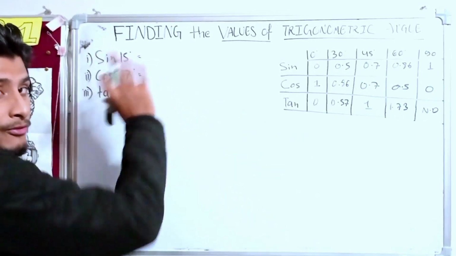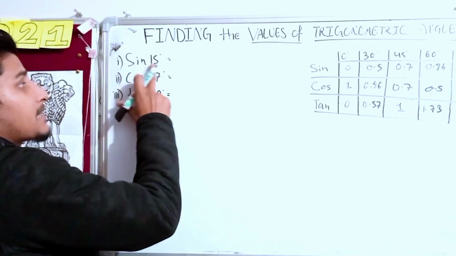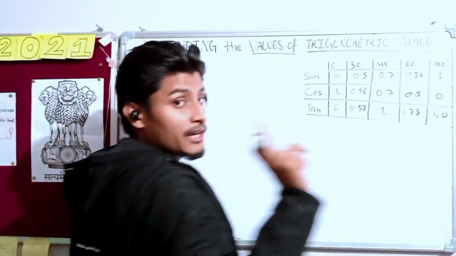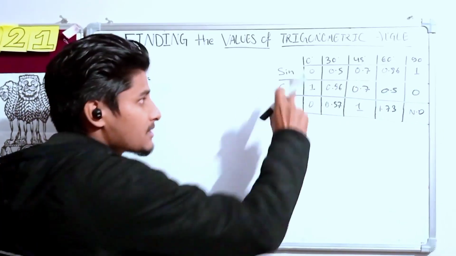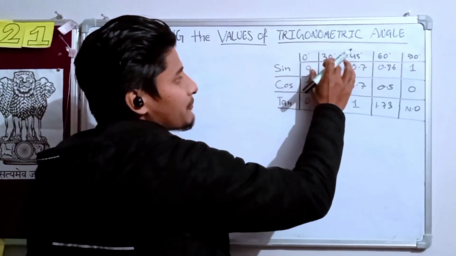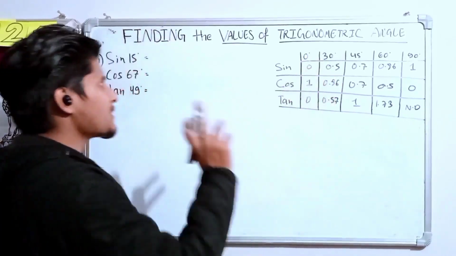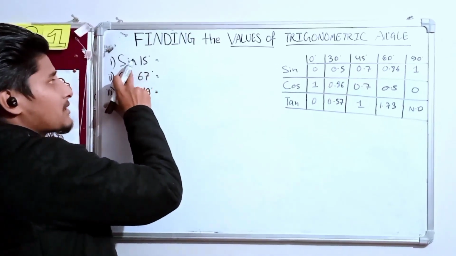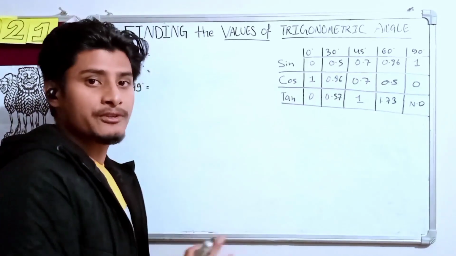Okay, see. So first let us understand this. I need to find the value for sine 15 degree. Sine 15 degree is between 0 and 30, right? You understand this? So obviously, for my angle 15 degree, the value of sine 15 degree must lie between 0 and 0.5. That's the first thing, right?